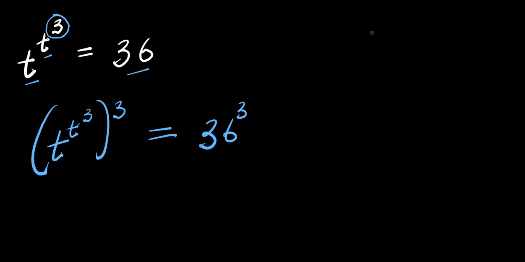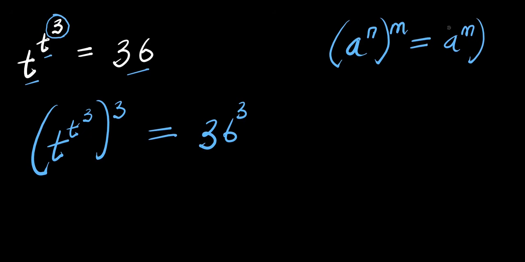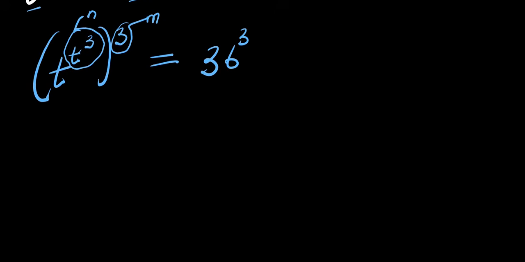Now we consider this identity. If you have a to the power of m raised to the power of n equals a to the power of m raised to the power of n, meaning that this t power 3 here will represent my m, while the 3 will represent my n. So I need to switch it. I need to switch the powers based on this identity. The m will come inside the bracket while the n will go outside the bracket.